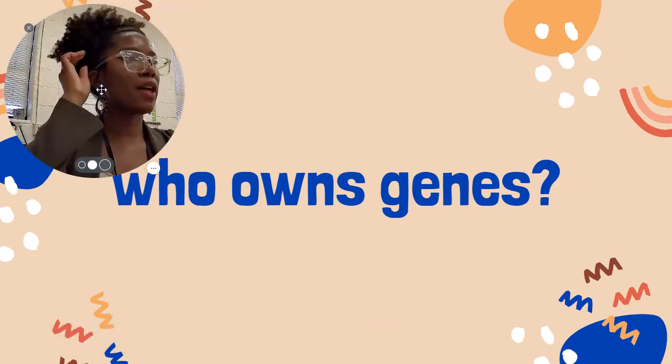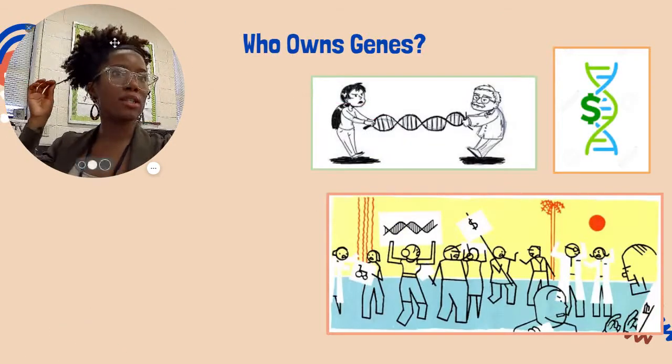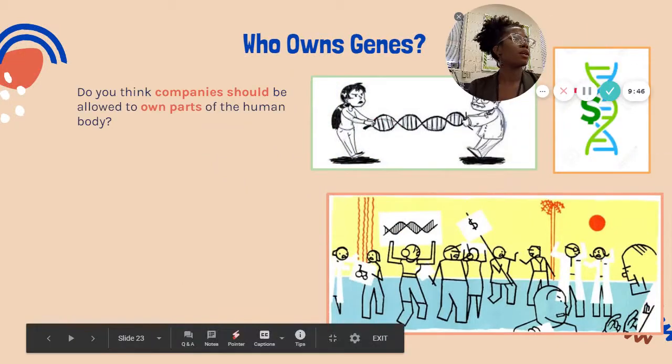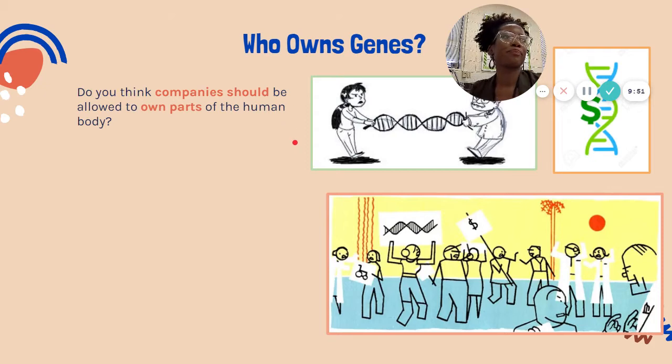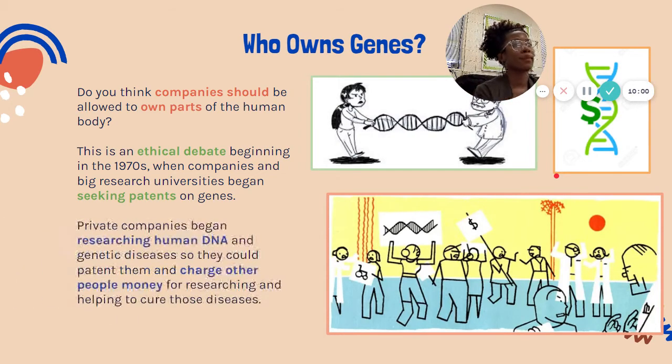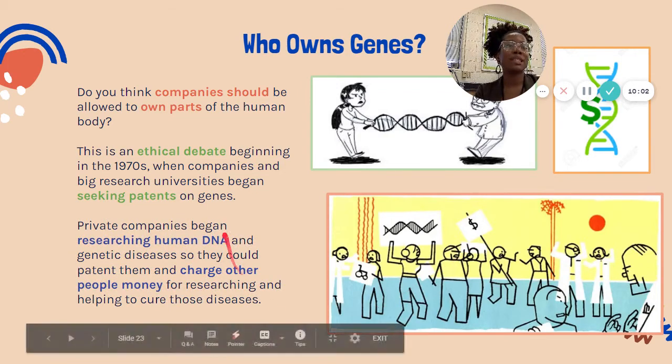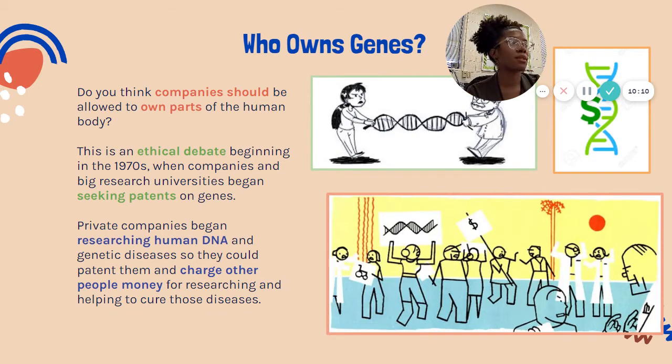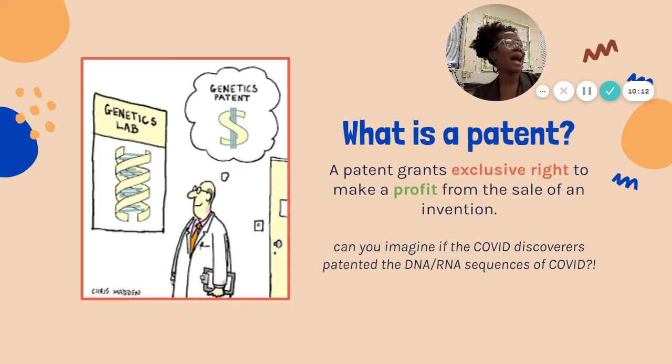So now that you've learned about that, let's look at who owns genes. So do you think the company should be allowed to own parts of the human body? This is an ethical debate beginning in the 1970s when companies and big research universities began seeking patents on genes. Private companies began researching human DNA and genetic diseases so that they could patent them and charge other people money for researching and helping to cure those same diseases. What is a patent? Well, a patent grants exclusive right to make a profit from the sale of an invention.